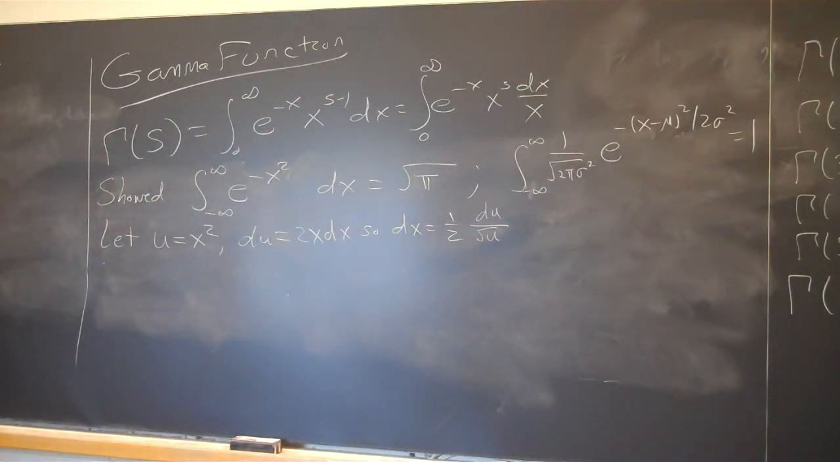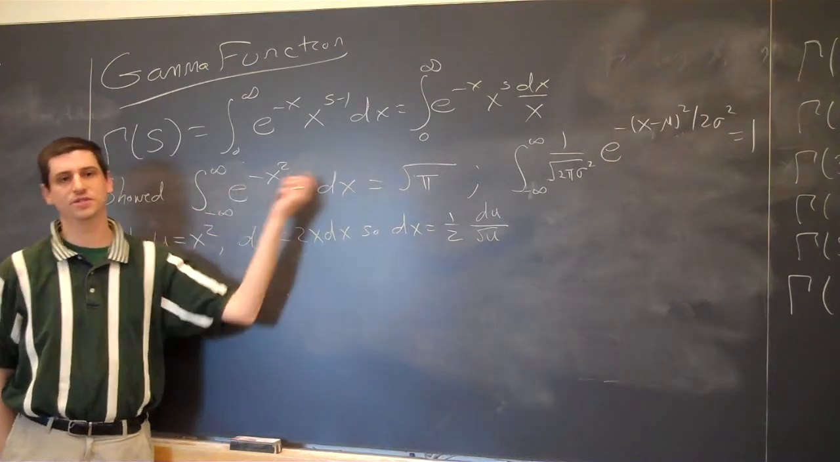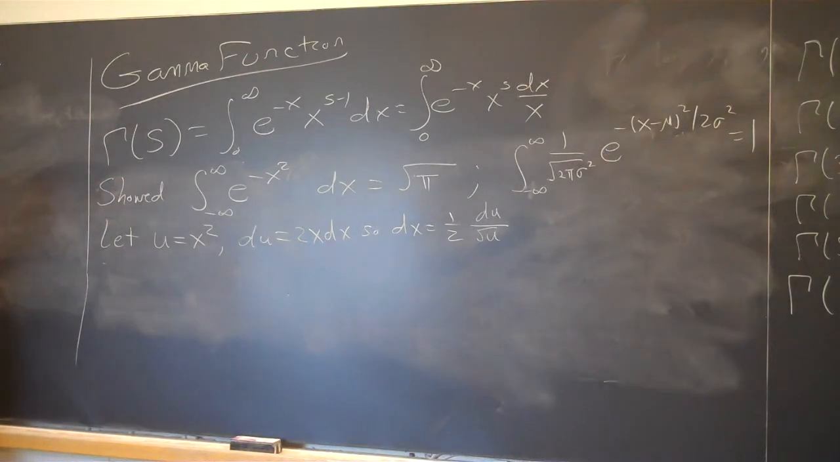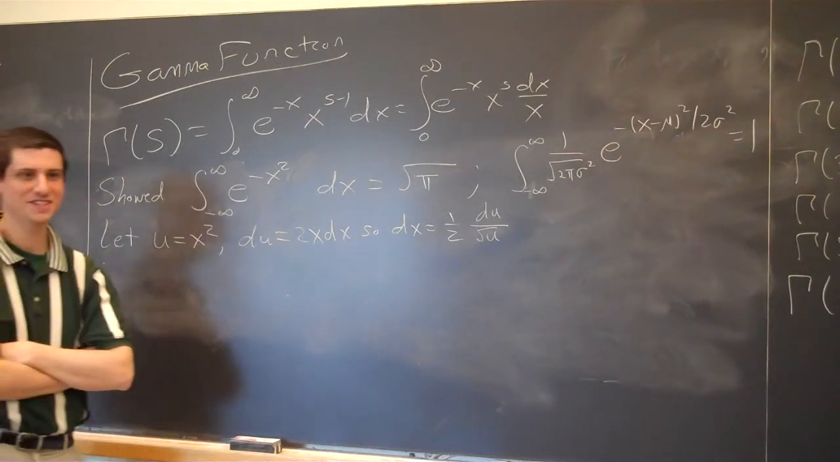Okay? So, I want to do this because this is a very common mistake to make. What's the range of u? x goes from minus infinity to infinity, what does u go from? Minus infinity to infinity. U goes from infinity to infinity. This doesn't seem right.